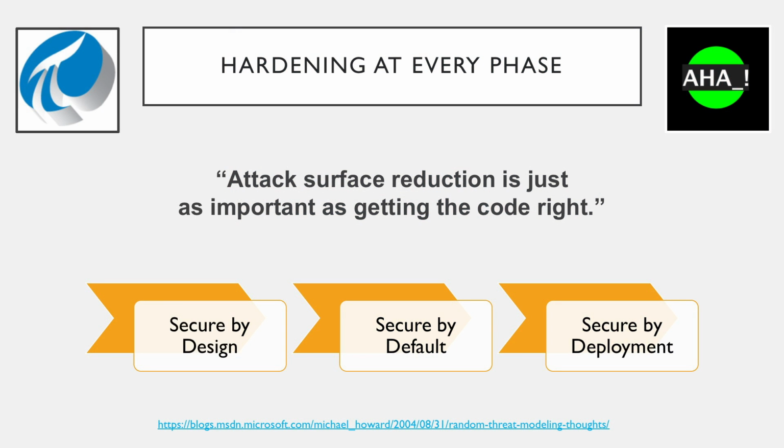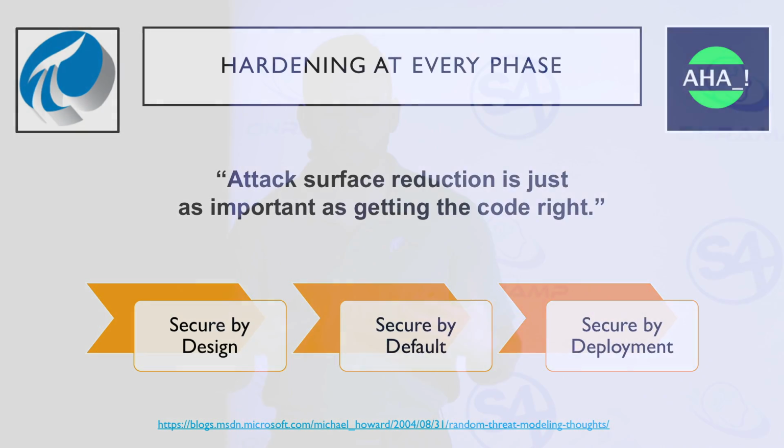And so a theme in this talk is attack surface. And we think that attack surface reduction is just as important as getting the code right. And hardening needs to be done at every phase. You need to design the product securely. You need to give it sensible defaults. And then it needs to be deployed securely. That's how we really need to assess attack surface at each of these phases.